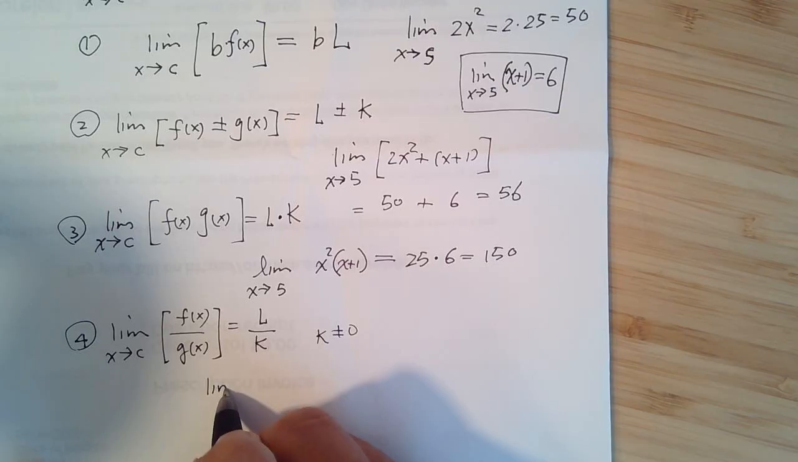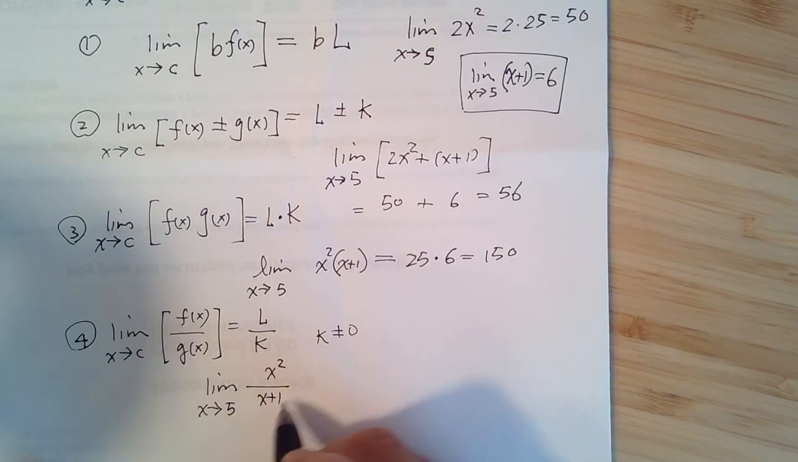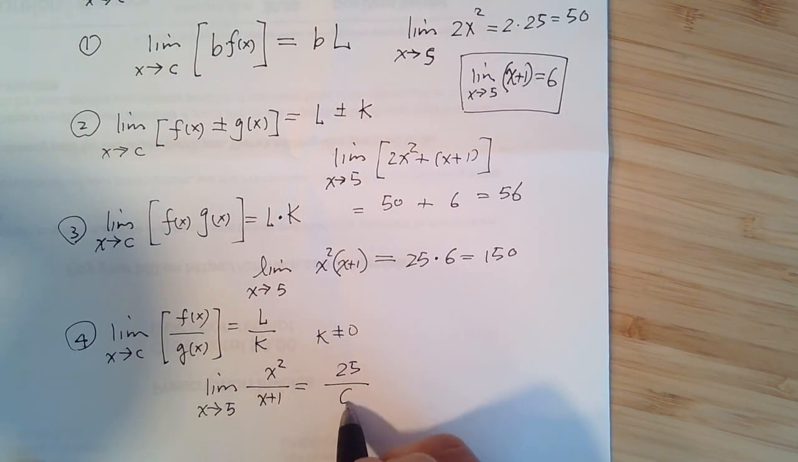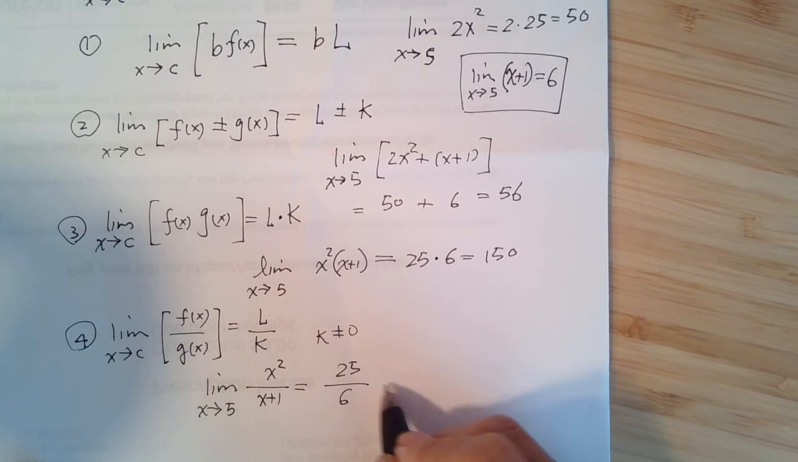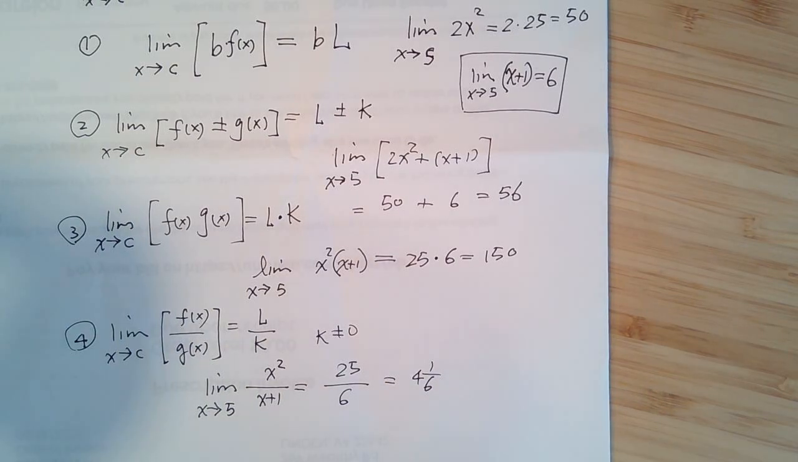I will continue. I will give you one quick example. When x approaches 5, x squared over x plus 1. The top is 25 and the bottom is 6. Of course, you can say 4 and 1/6, it doesn't matter. So that's number 4.